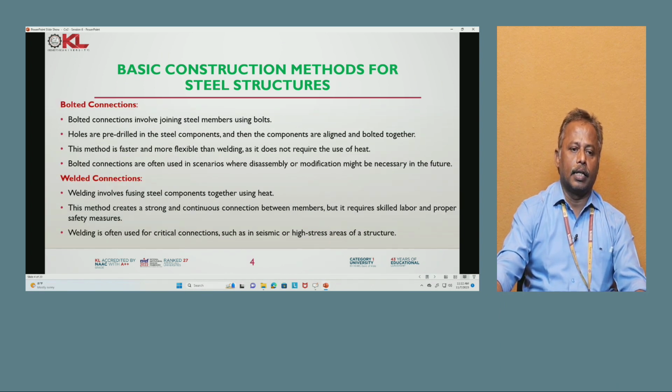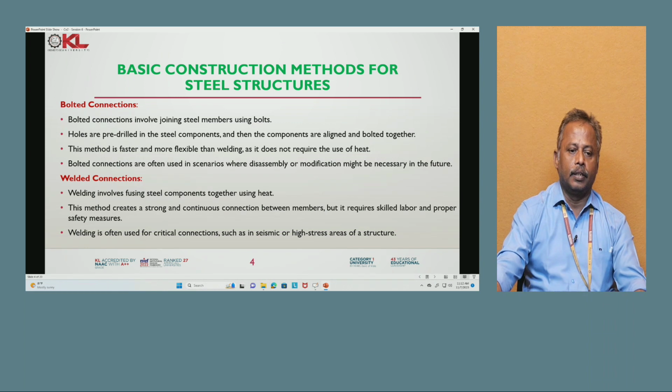Next, bolt connection. Bolt connection involves joining the steel members using bolts. Holes are pre-drilled in the steel components, and the components are aligned and bolted together. This method is faster and more flexible than welding as it does not require the use of heat. Bolt connections are often used in structures where disassembly or modification might be necessary in the future.